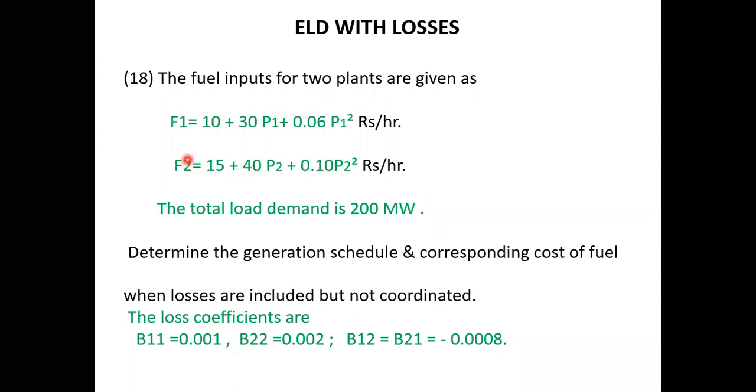Similarly, we have to get one more equation because here two unknowns are there. Those are nothing but P1 and P2. So how to get one more equation is, we know the demand value and we can calculate the loss power by using these loss coefficients, which is given by PL is equal to B11 P1 square plus B22 P2 square plus 2 into B12 P1 P2. When you substitute these loss coefficients, you will get the PL value in terms of P1 and P2. Then again go for the power balance equation. What is the power balance equation? P1 plus P2 is equal to PD plus PL.